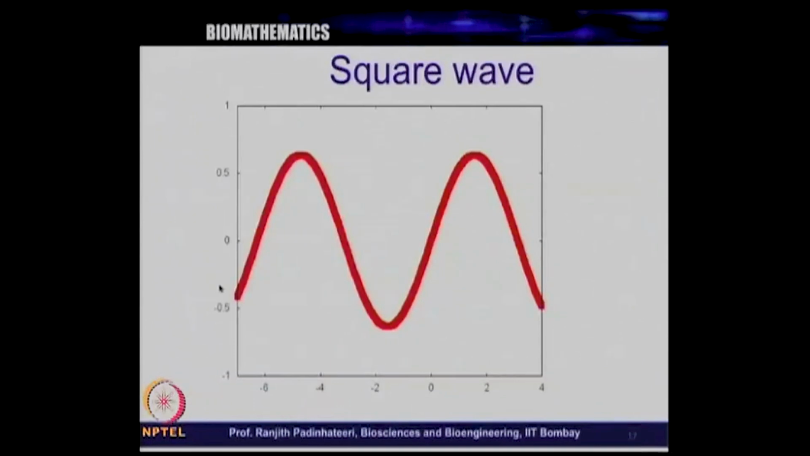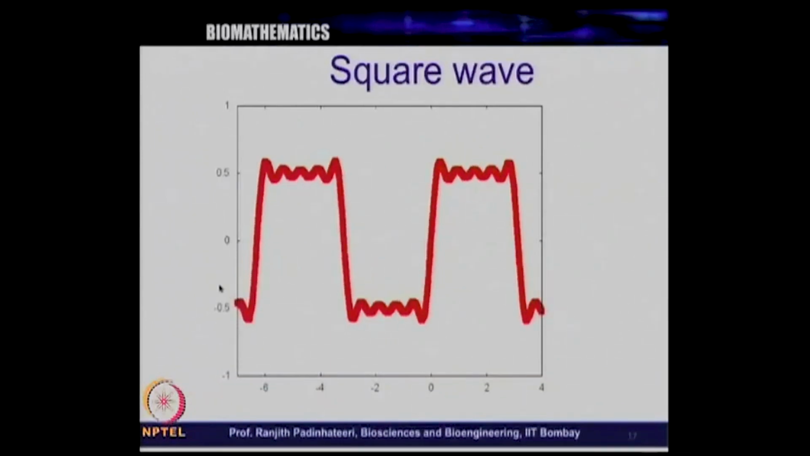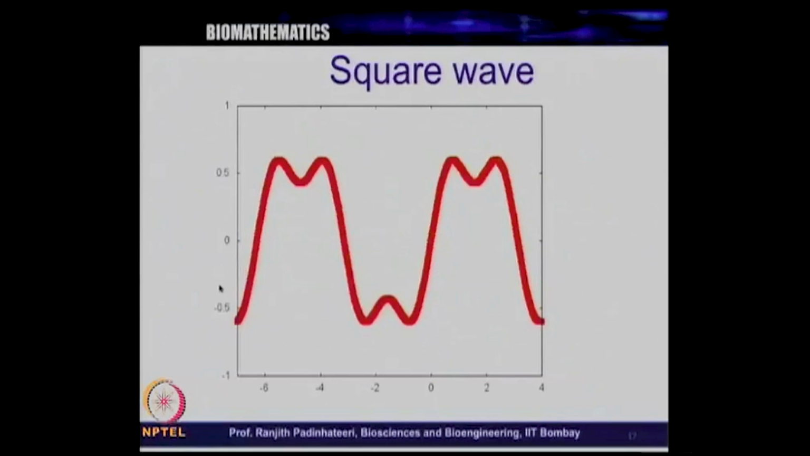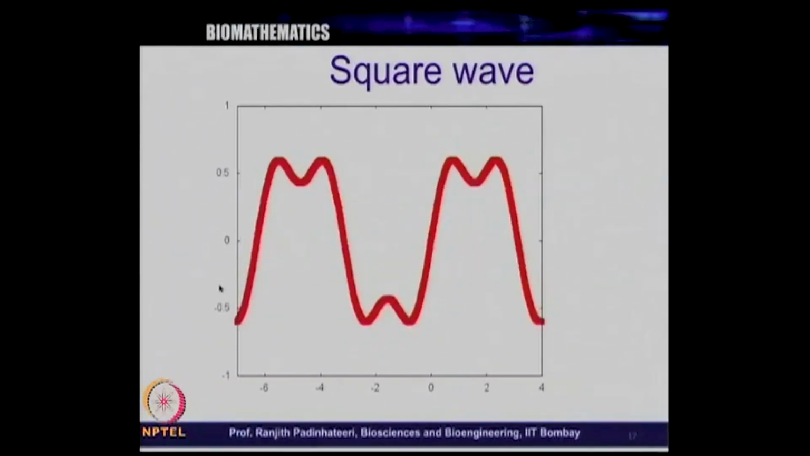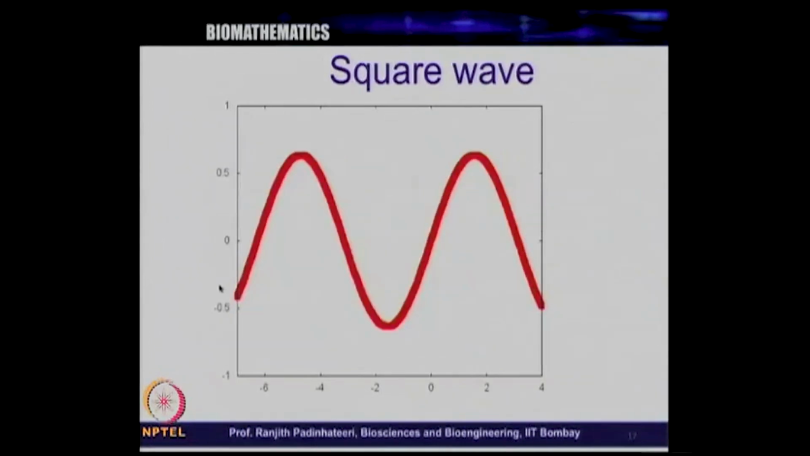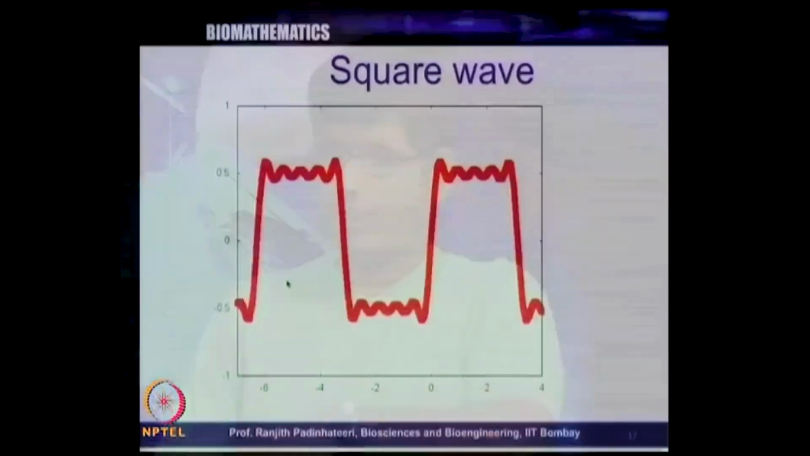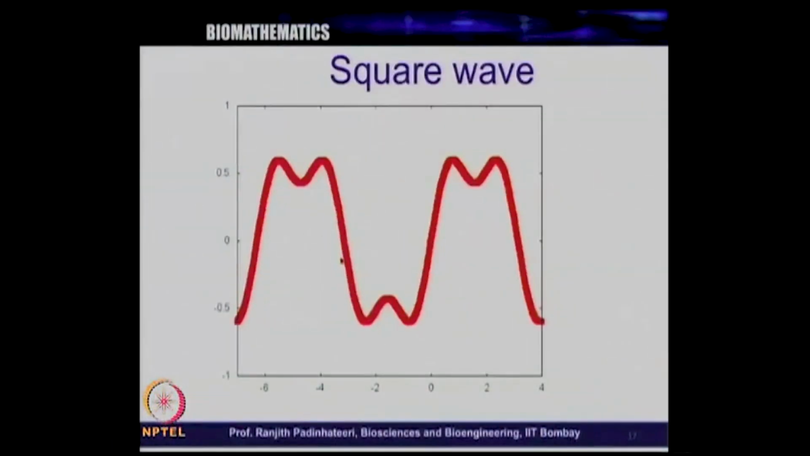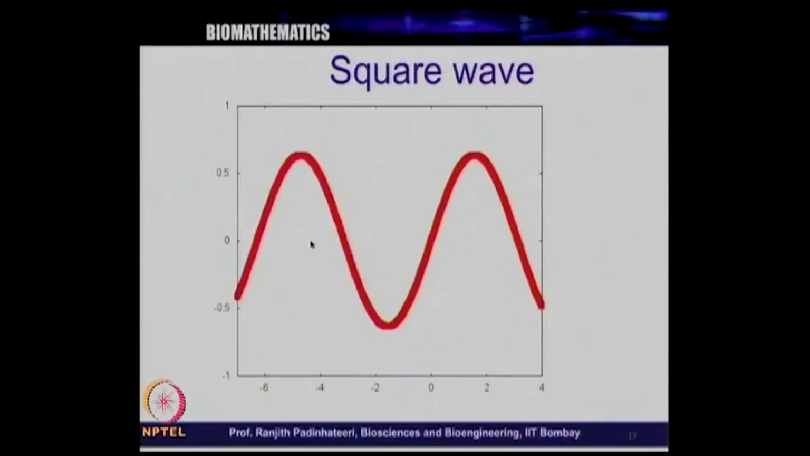So, we are moving up: 1 term, 2 terms, 3 terms, 4 terms, 5 terms. As you can see in this movie, the more and more terms, the more and more square it becomes. The movie is repeating.